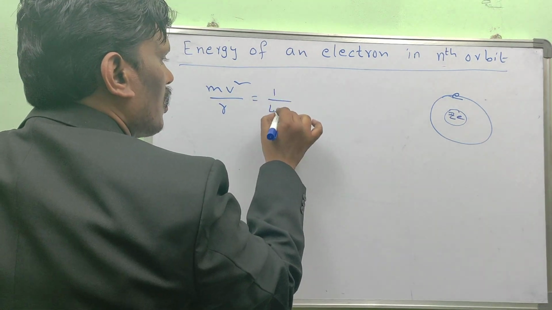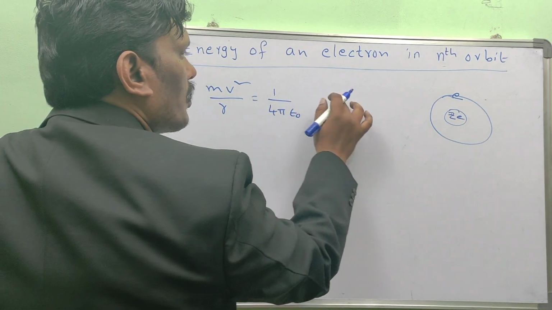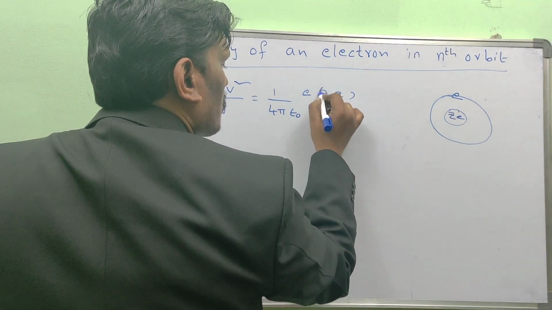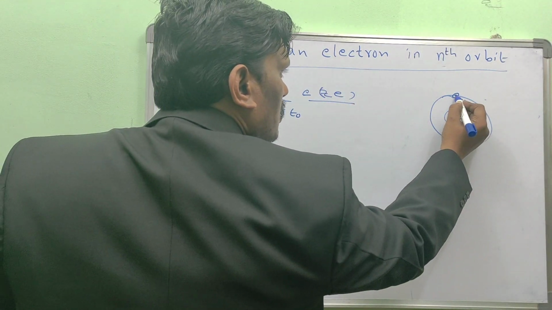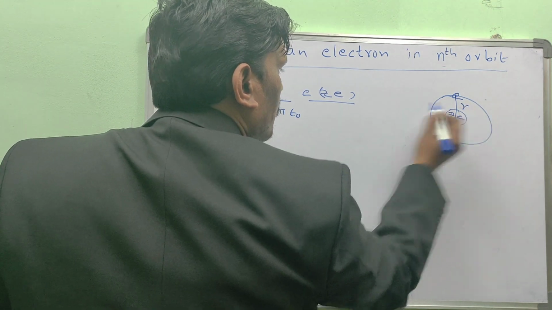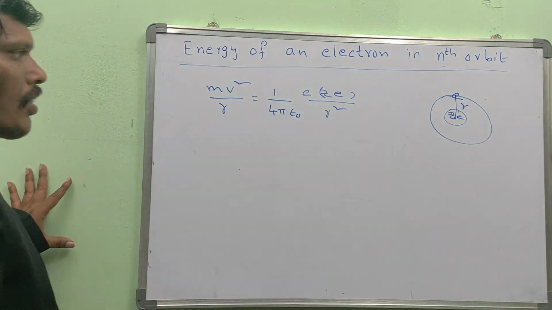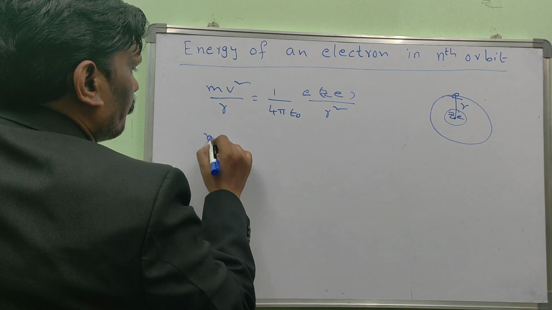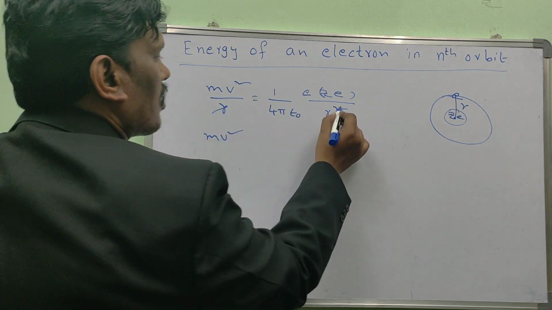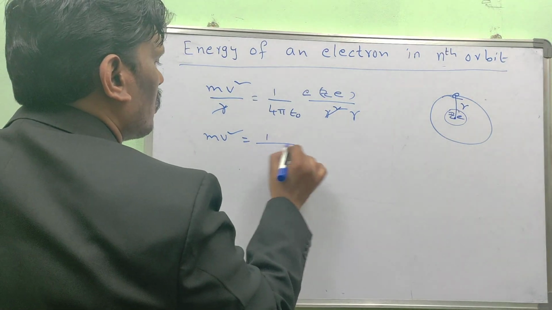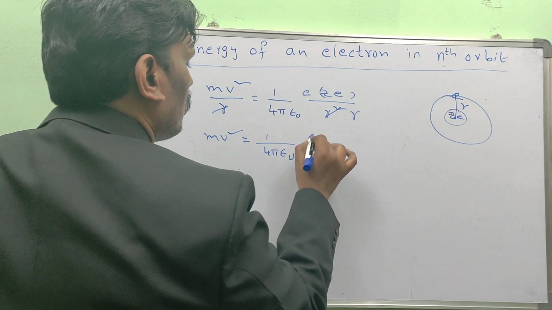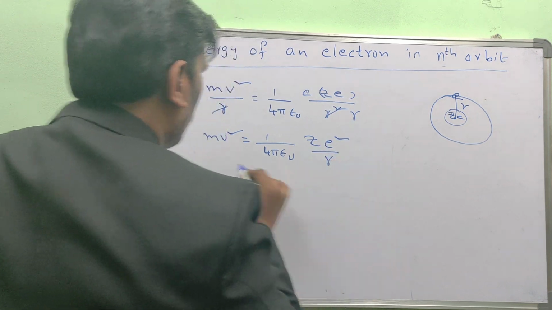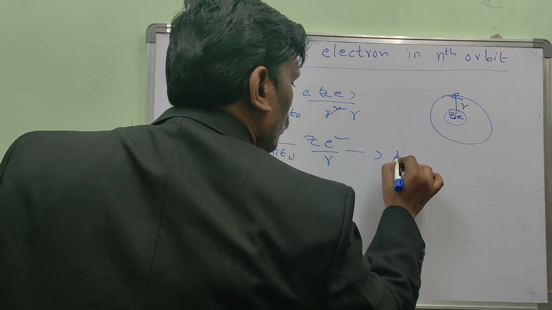What is the electrostatic force? 1 by 4 pi epsilon naught Q1 Q2 by distance square. What is Q1? Electron charge. What is Q2? Nucleus charge. What is the distance between the electron and nucleus? That is the radius, r square. So from here, what is mv square? Here r gets cancelled, r square by r times. That is 1 by 4 pi epsilon naught, Z e square by r. This is mv square. I am going to consider this as equation 1.